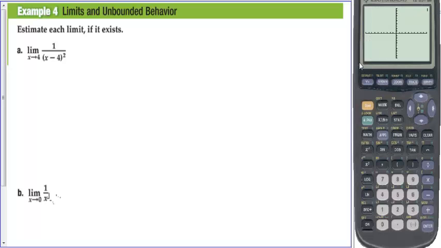And we'll graph, and we'll look where x is equal to 4. Now this is unbounded. To the left, the limit is shooting up to infinity, and from the right it's shooting up to infinity. Let's figure that out with a table.